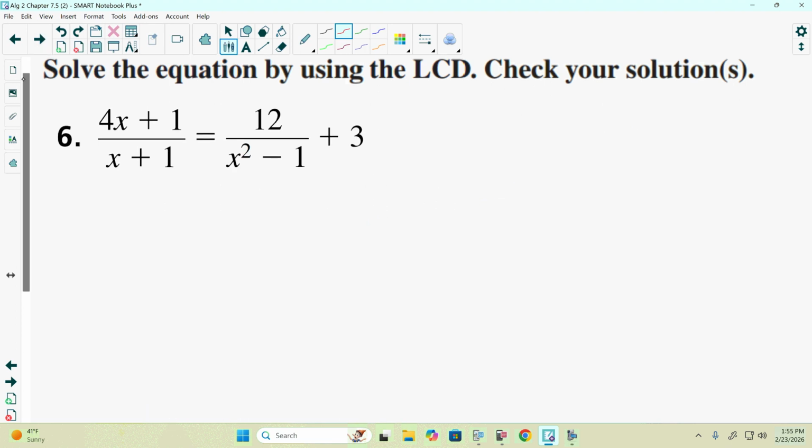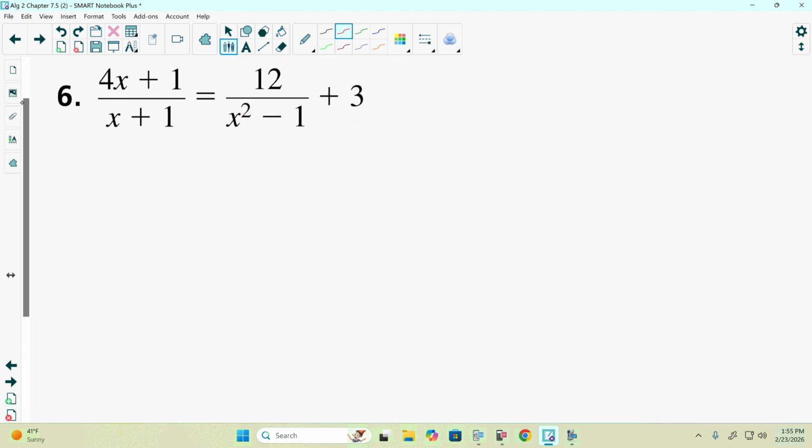So, we have 4x plus 1 over x plus 1 is equal to 12 over x squared minus 1 plus 3. Now, one nice thing about this problem is that we don't have 3 fractions. We only have 2. But one thing that is different, something we haven't had up to this point, is that middle denominator, x squared minus 1, is factorable. If one of the denominators, or if multiple of the denominators are factorable, we need to factor.